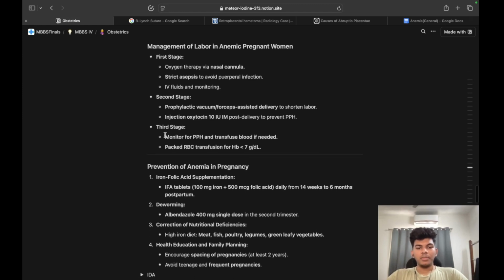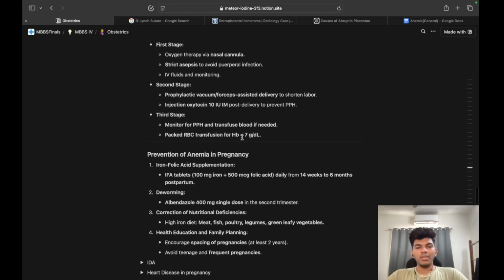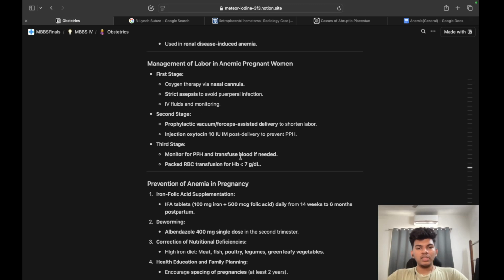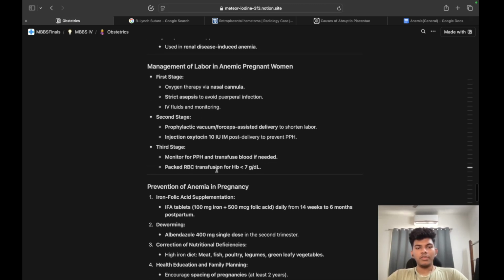Third stage: monitor for PPH and transfuse blood if needed, packed RBC transfusion for hemoglobin less than 7 gram per deciliter. So these are the management steps for the different stages of labor.